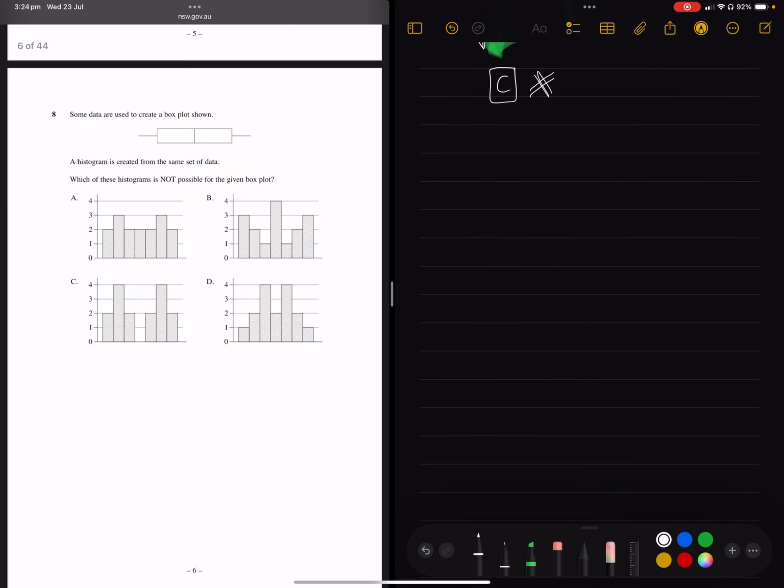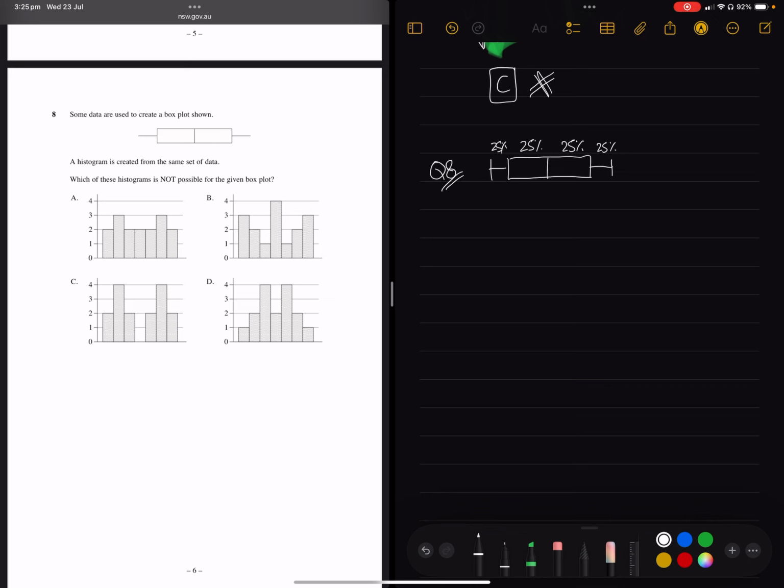All right, question 8. For question 8, we're given a box plot, and then we're asked which histogram's not possible. Well, if we draw the little box plot, it sort of looks like this if we exaggerate it a little bit. The 25% in the middle are much more spread out than the 25% on the outside. This box and whisker is 25% between each of the vertical marks.